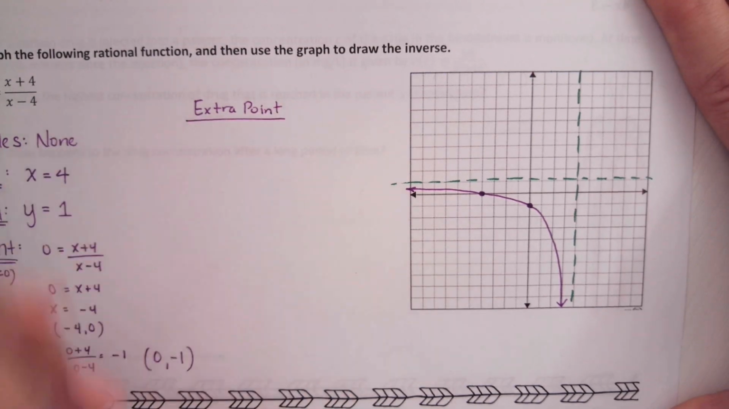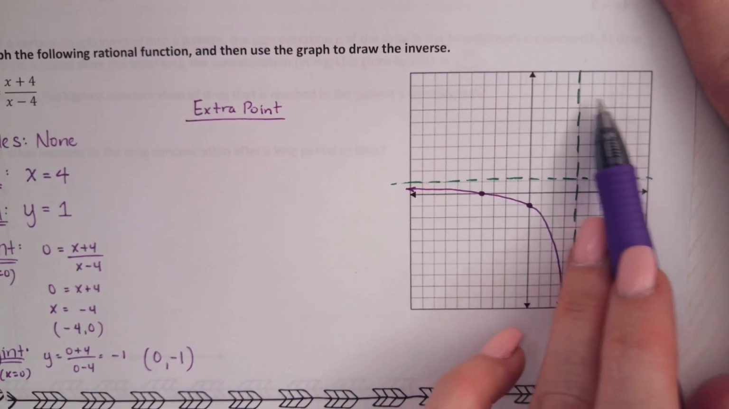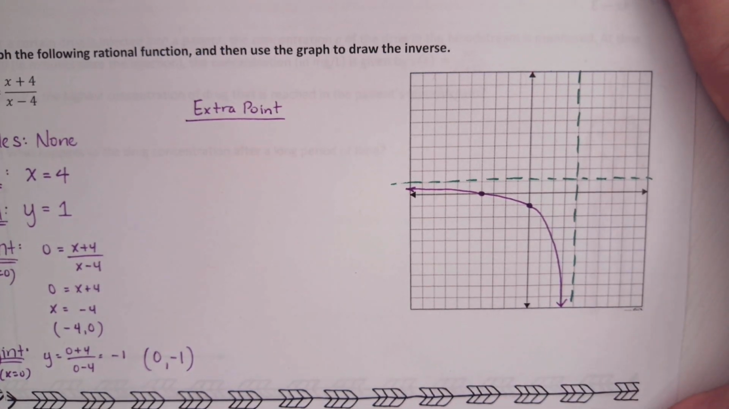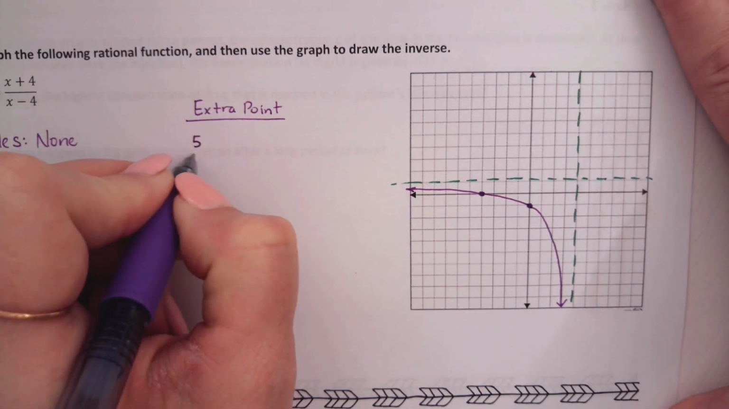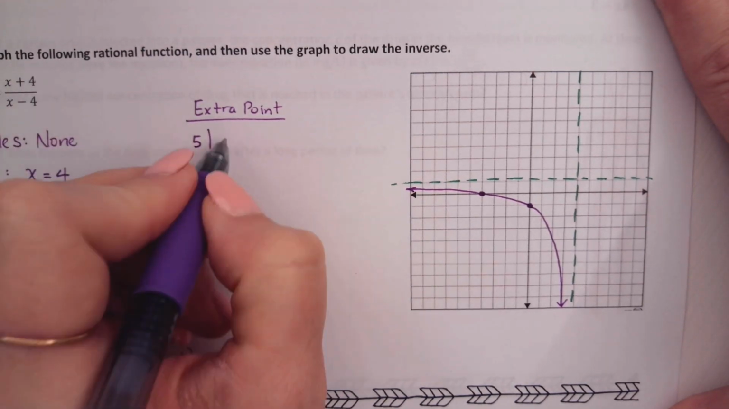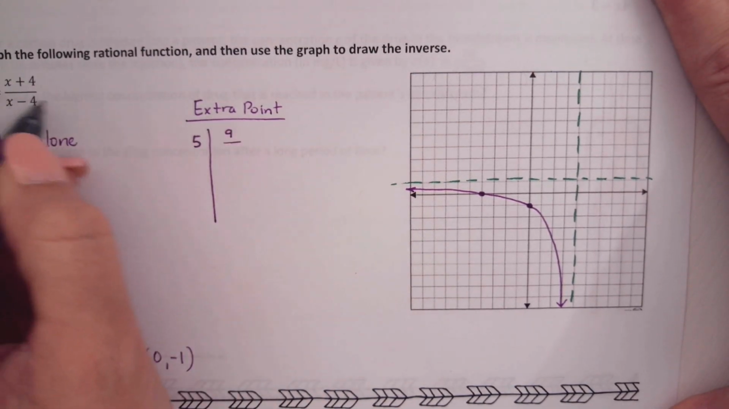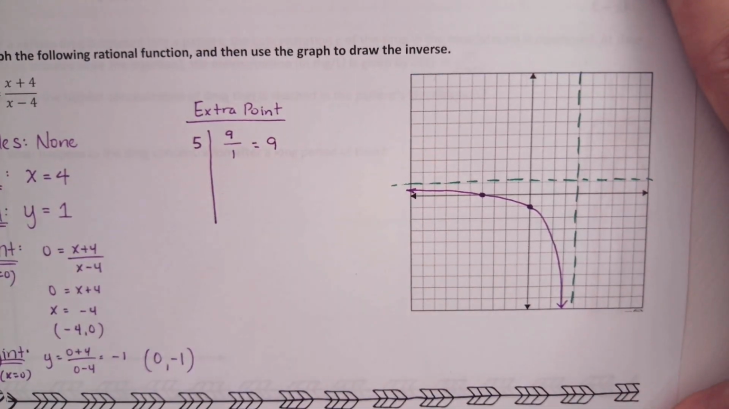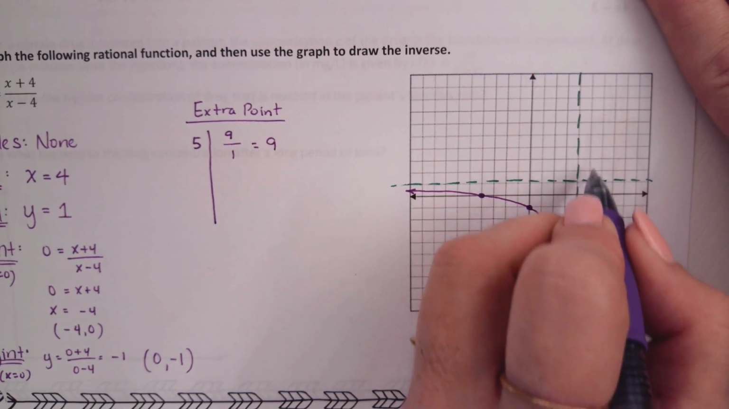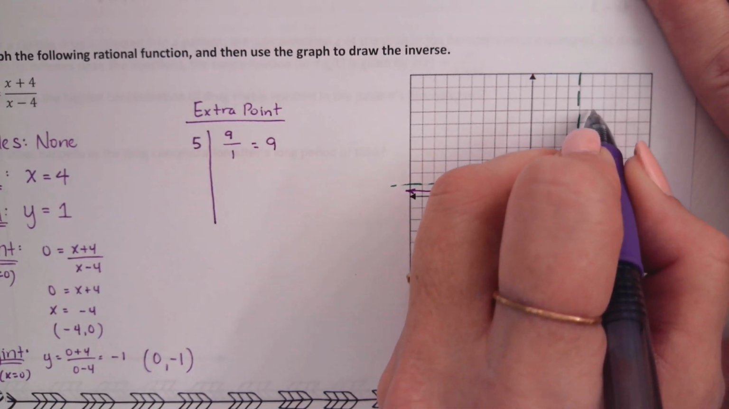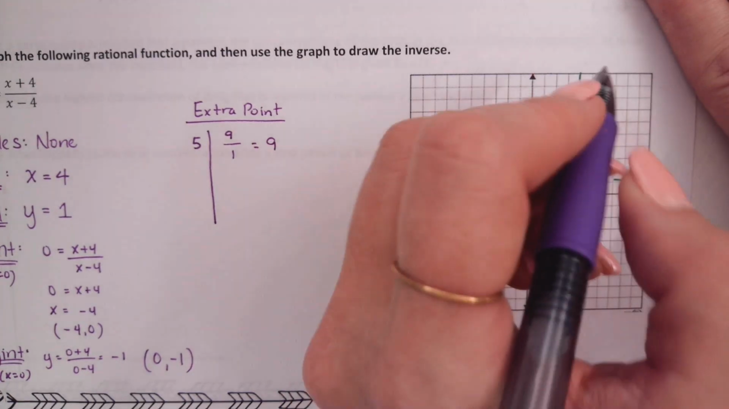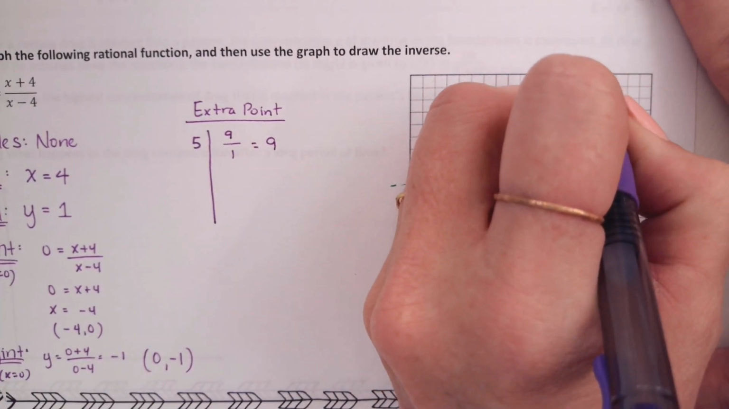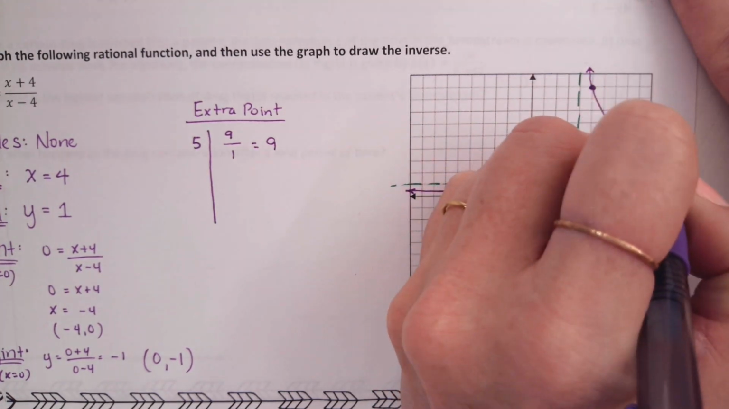Extra point. It needs to be an x that is to the right of this vertical asymptote. What x would y'all like to try? 5? Too late, I wrote down 5. 5 plus 4 would make 9 on the top. 5 minus 4 would make 1 on the bottom. So that would be a point at (5, 9). Is that going to fit on my graph? Yes. 1, 2, 3, 4, 5, 6, 7, 8, 9. All right, we can use that to graph. Good enough.